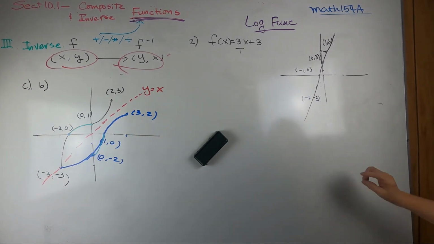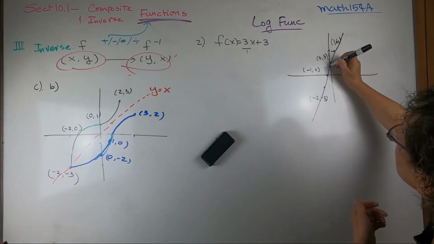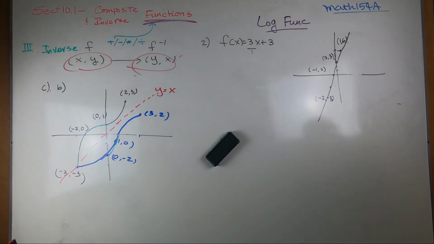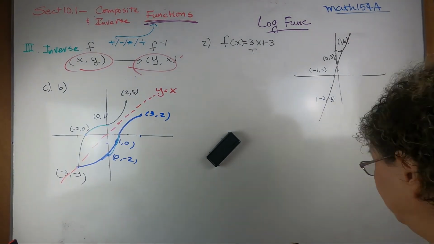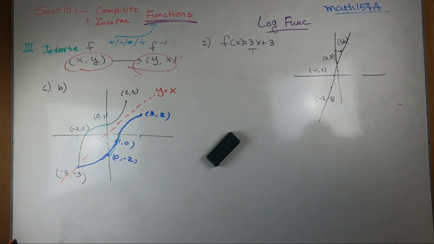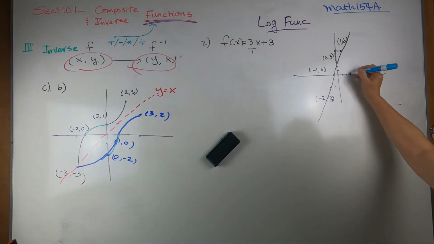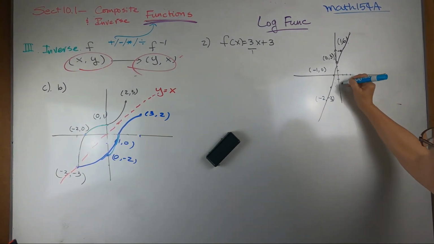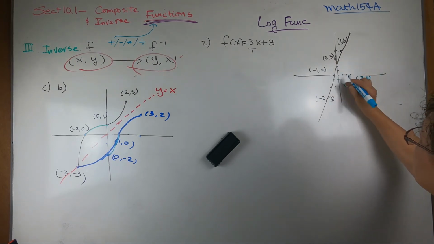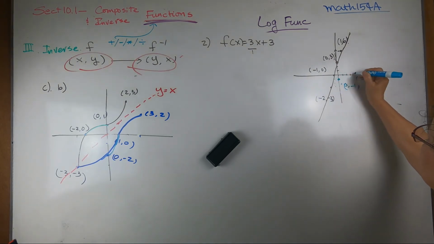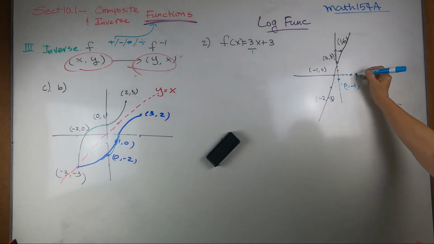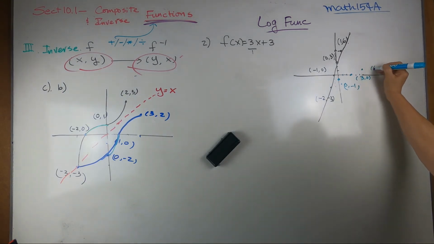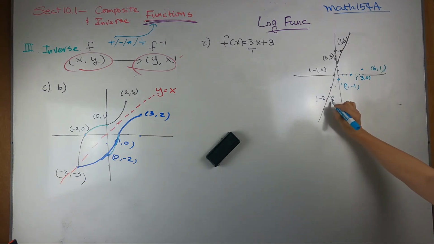Then how do I do the inverse? We can just do it as a graph, right? So its inverse would be what? You find the point. 0, 3 would be what? 3, 0, right? -1, 0 would be 0, -1, right? Then 1, 6 would be 6, 1. And -2, -3 would be what?